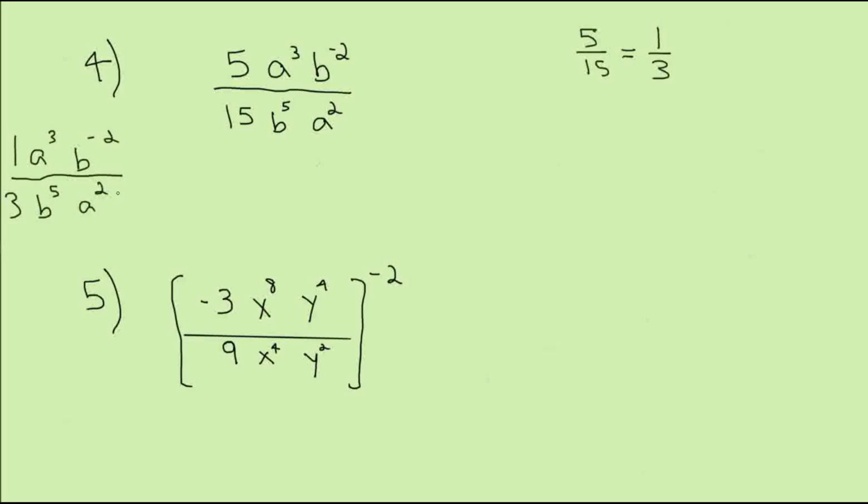So now what we would have to do is simplify our exponents here. Now a to the 3rd power, we can subtract that with a to the 2nd power because they have the same base. So if we subtract them, we would get a to the 3rd minus 2, which would equal a to the 1 power, or just a. So then our expression would look like this.